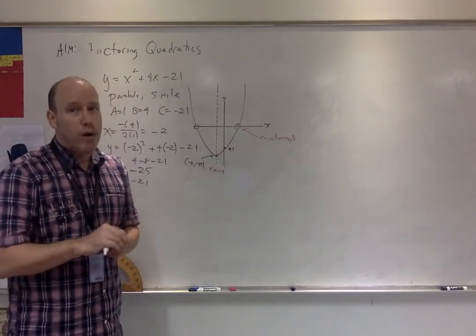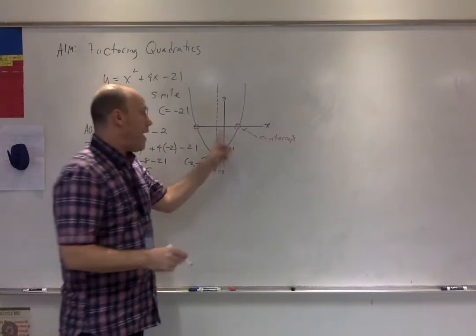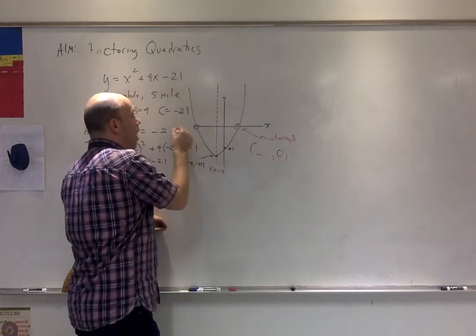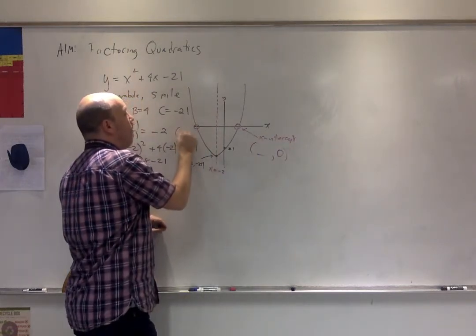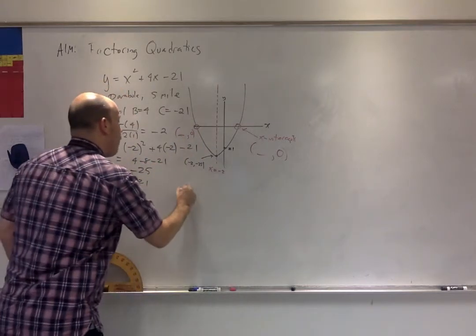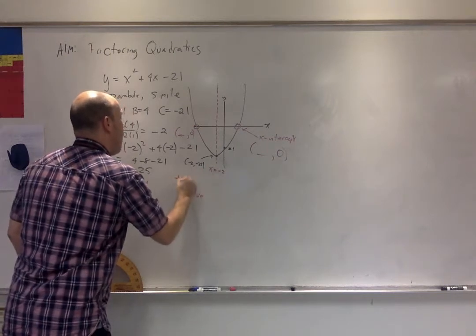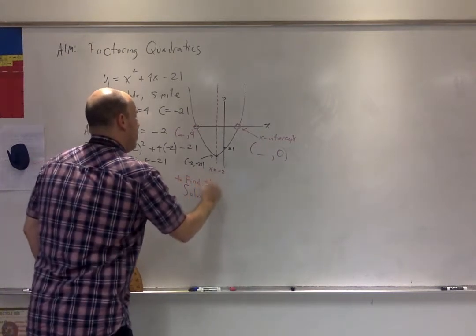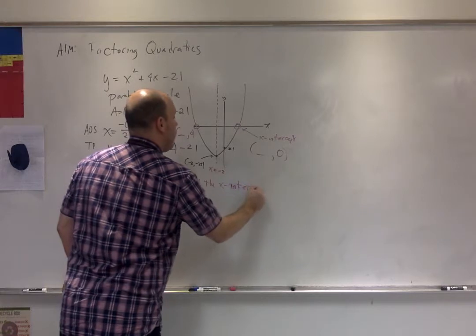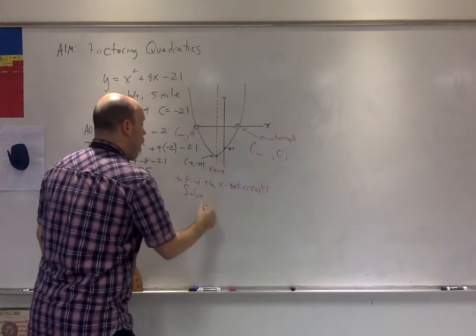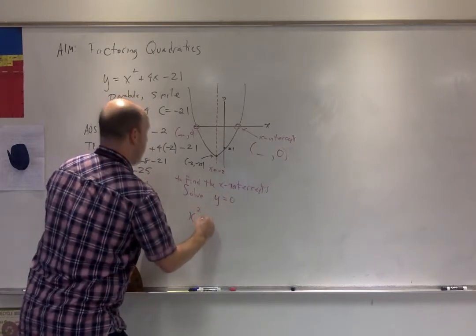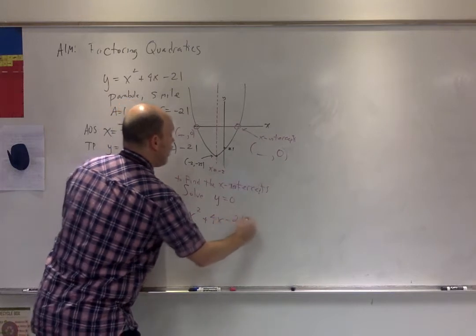Well, what are those coordinates? You can say, Mr. Adler, I don't know the x value, but I do know the y coordinate is 0. Same thing here. I don't know what the x coordinate is, but I do know the y coordinate is 0. So to find the x coordinates, or the x-intercepts, we need to solve y equals 0, or the equation x squared plus 4x minus 21 equals 0.